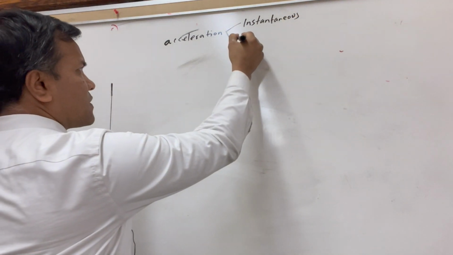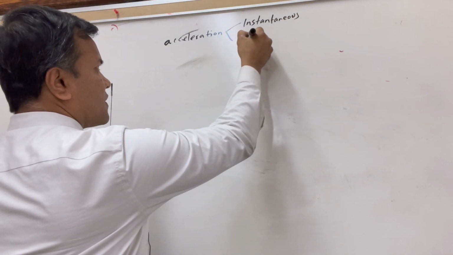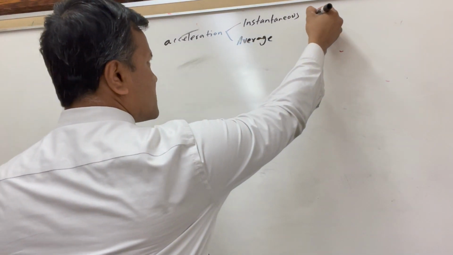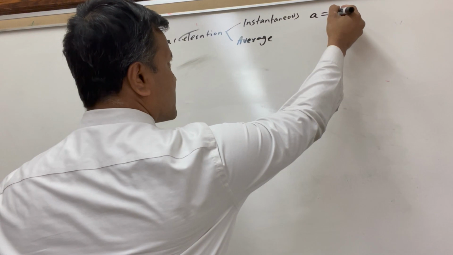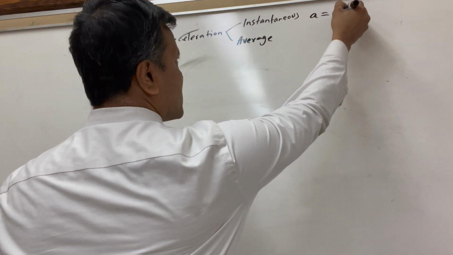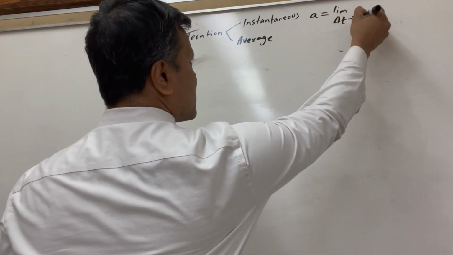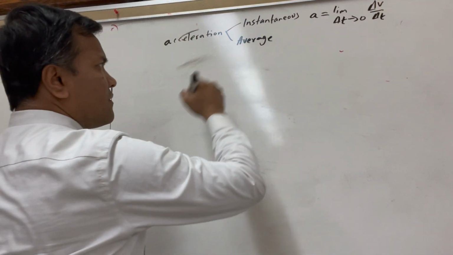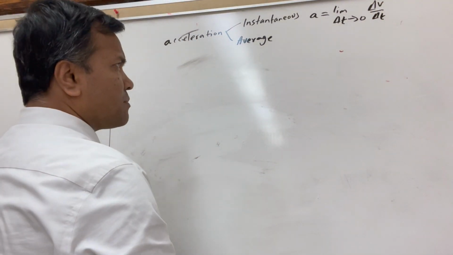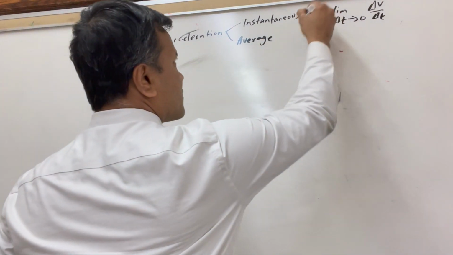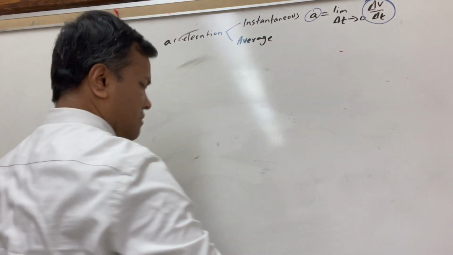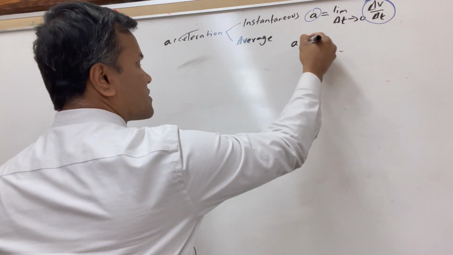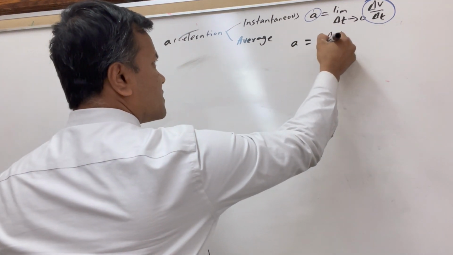Instantaneous acceleration, one is average acceleration. Instantaneous acceleration is equal to the limit as delta t goes to 0 of delta v over delta t. And average acceleration is simply this: average acceleration is equal to delta v over delta t.